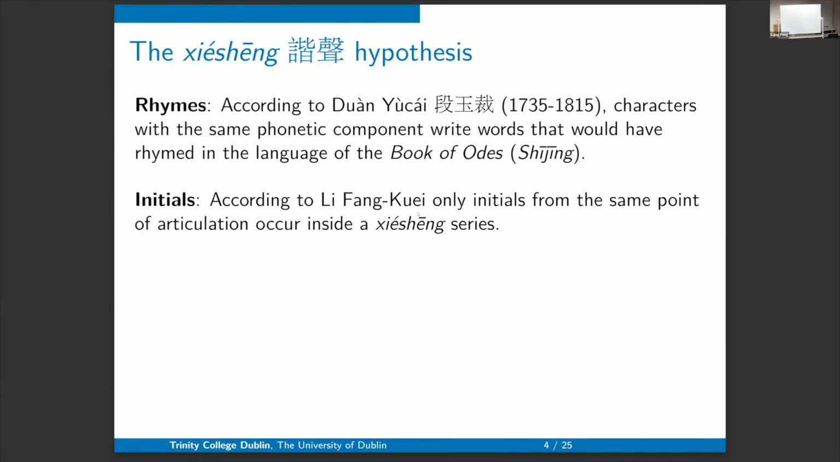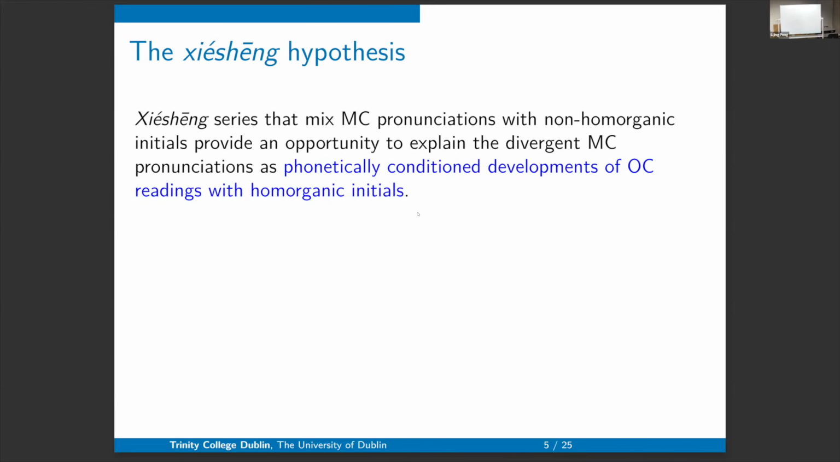Okay, and then Li Fenghui added the stipulation to the xiéshēng hypothesis that two morphemes written with characters in the same xiéshēng series should have homoorganic initials. So xiéshēng series that mix Middle Chinese pronunciations that have non-homoorganic initials provide an opportunity to explain divergent pronunciations as phonologically conditioned. This is what I was saying at the very end last time: once we formulated this xiéshēng dogma, then if we see anything that violates it, we try to force that thing back into conformity with the xiéshēng hypothesis.